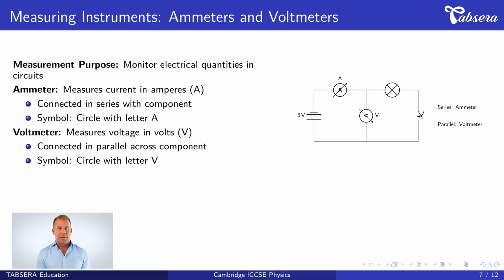Measuring instruments monitor electrical quantities in circuits. An ammeter measures current in amperes, the SI unit for electrical current. The ammeter symbol is a circle with the letter A inside. Crucially, ammeters must be connected in series with the component being measured, so all current flows through the ammeter. A voltmeter measures voltage in volts, the SI unit for electrical potential difference. The voltmeter symbol is a circle with the letter V inside. Voltmeters must be connected in parallel across the component being measured to measure the potential difference between 2 points.